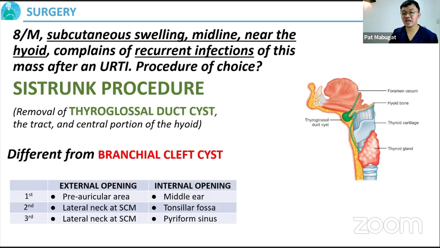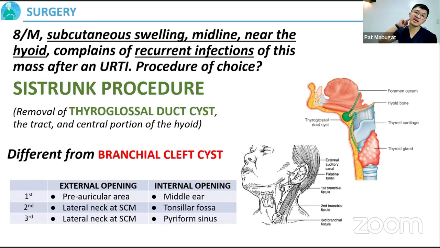So we generally have 3 types: first, second, third branchial cleft cyst. The first one travels from the preauricular area to the middle ear. The second one travels in the SCM. The second one goes to the tonsillar fossa. The third one goes to the piriform sinus, right? So 3 branchial cleft cysts, lateral; thyroglossal duct cyst, more midline. Okay?